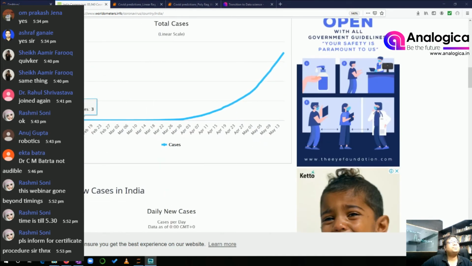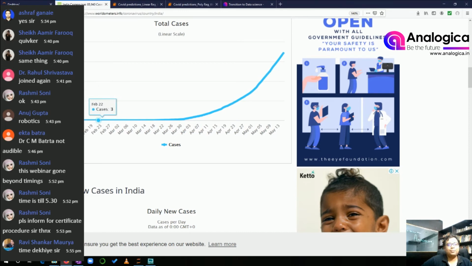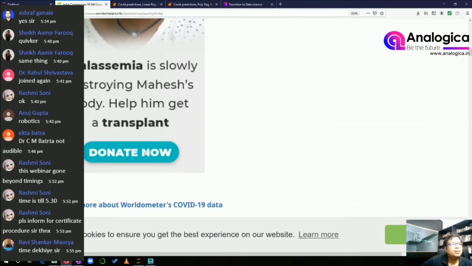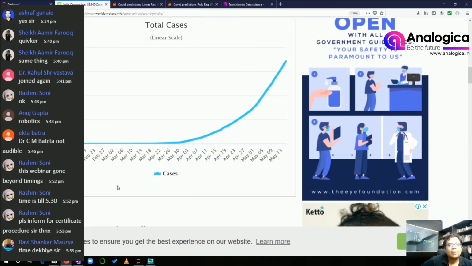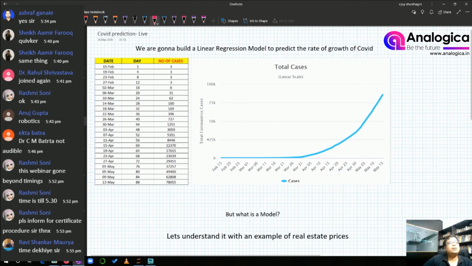So you can see this graph here. This is all that day-wise collection of data. It's going towards exponential growth. So we've collected all this data and put together a table which contains days and number of cases.